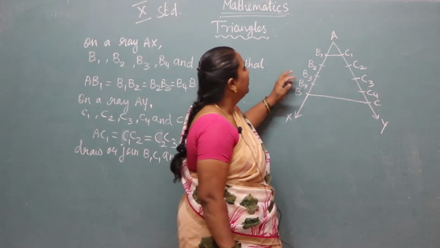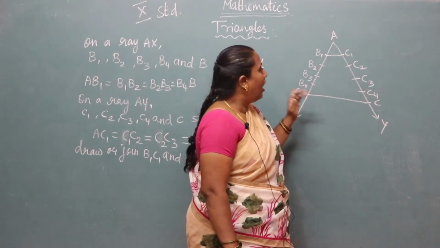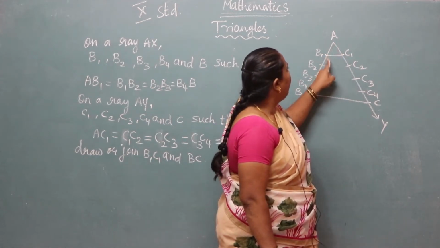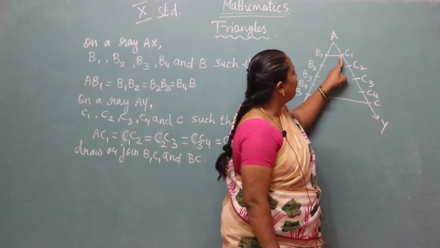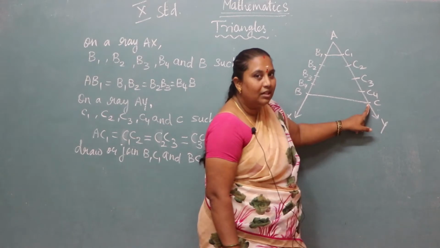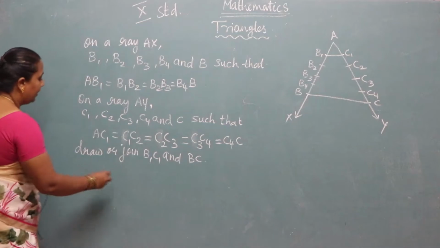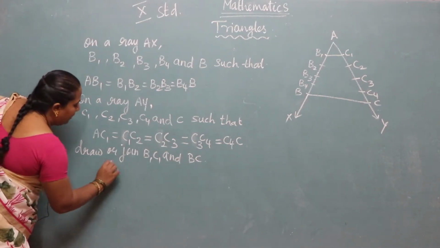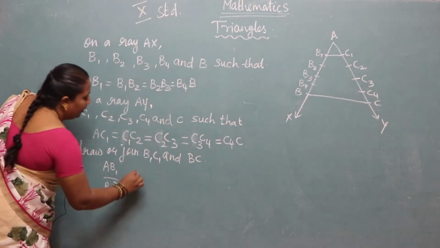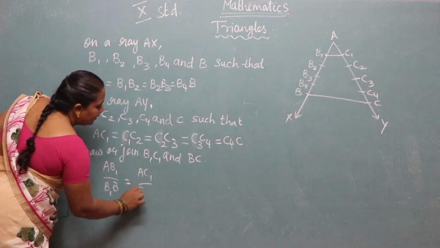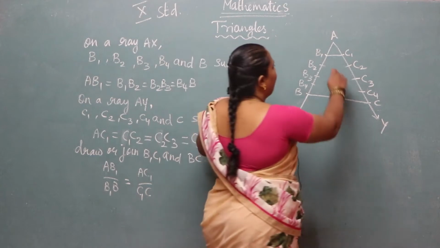Understood children? Here we know these two lines are parallel. How can we say? AB1 by B1B equals AC1 by C1C, based on the ratio. By the BPT theorem, we can write AB1 by B1B equals AC1 by C1C. We can write it in this ratio.